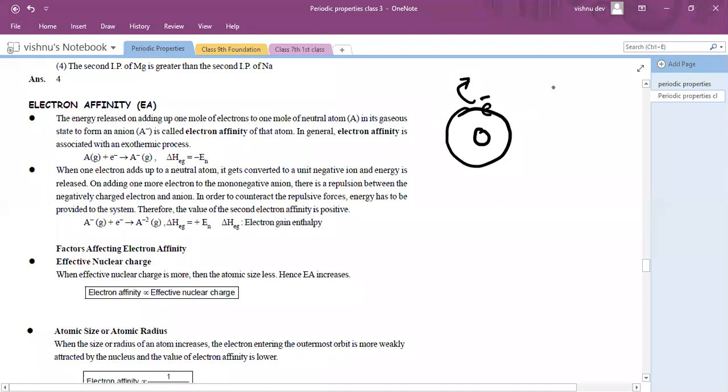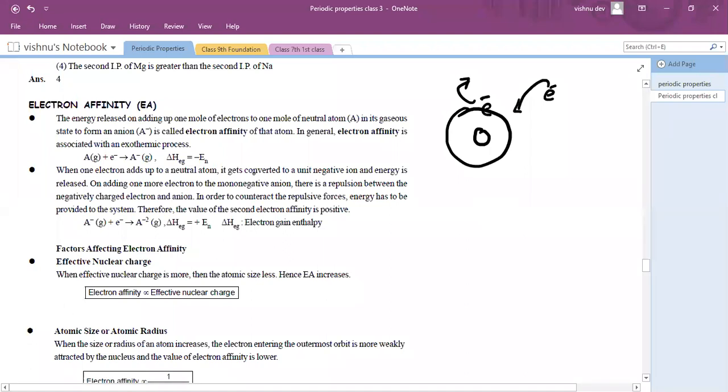But if one electron is added to the outermost orbit of an isolated gaseous atom, then energy will be released. So usually energy is released when one electron is added to the neutral atom. In some cases, it may be absorbed also. That's why we will say energy change.